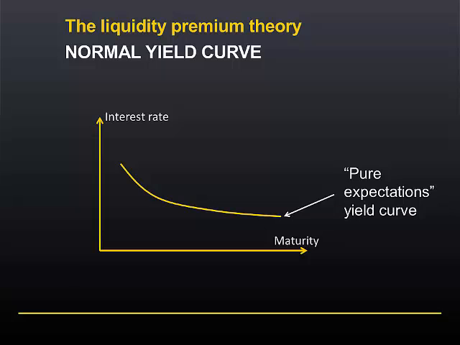A liquidity premium does not mean that we can't have a downward sloping yield curve. It just means that the observed yield curve is flatter or less downward sloping than would be the case based on pure expectations.